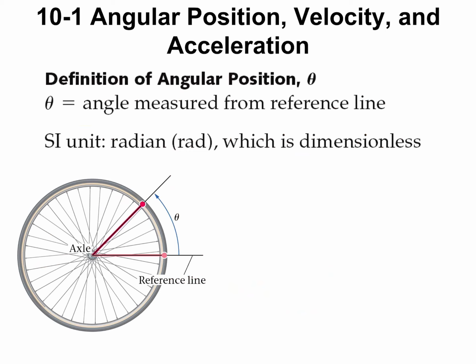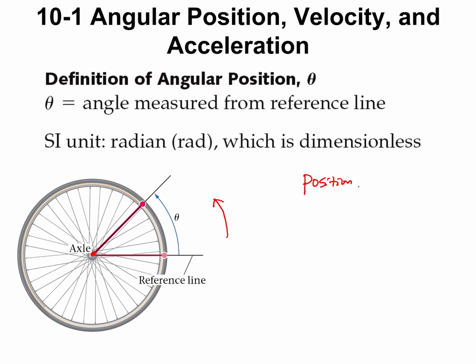Okay, so let's define how we describe rotational motion. This picture tells you there is an axis, right? Then we let this wheel rotate. Assume the wheel rotates in this direction. So how do we define position?